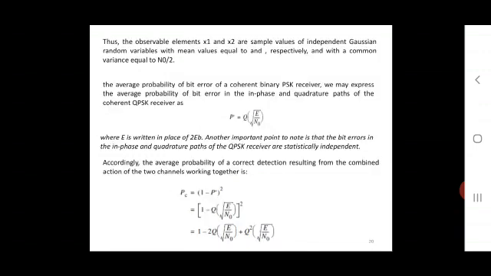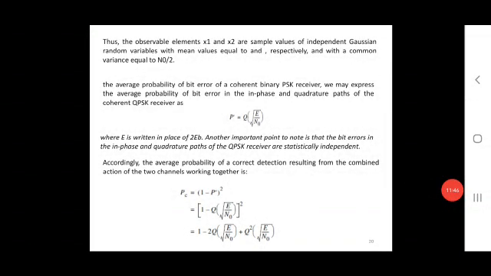Thus, the observable elements x1 and x2 are sample values of independent Gaussian random variables with mean values equal to plus or minus square root of E by 2 respectively, and with a common variance equal to N0 by 2, that is the probability density function.